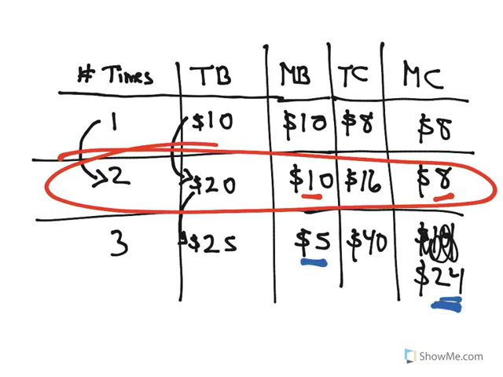So again, you need to know what the word marginal means, additional, one more, that marginal is always the change in the total, and then how to calculate it, and being able to compare marginal benefits and marginal costs to determine the optimal amount of times something should be done. So that's all for this video on marginal analysis.